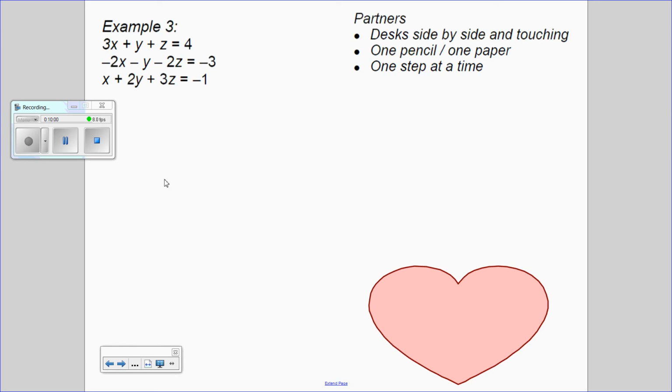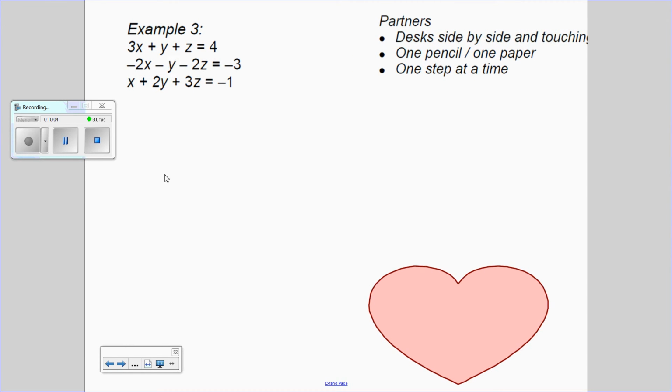Okay, so combine your three equations. Remember, we want to label them A, B, and C, and we want to combine them. Alright, you should pause the video and try and work this through.